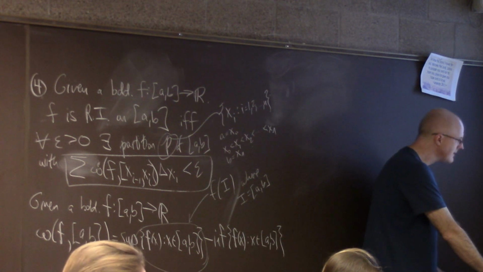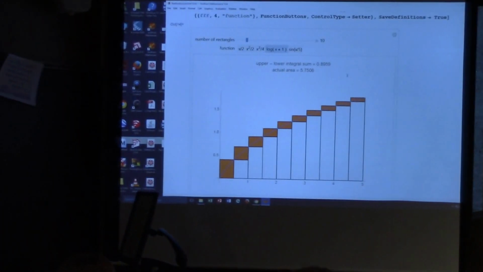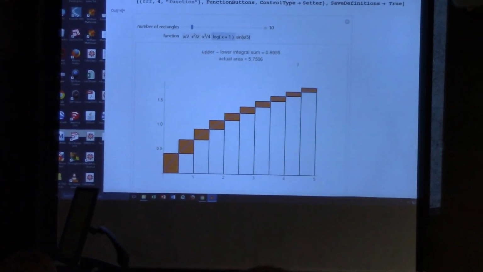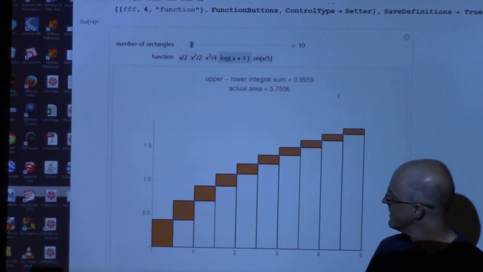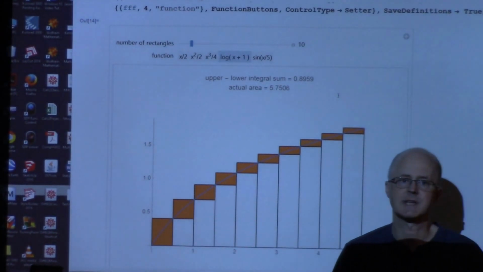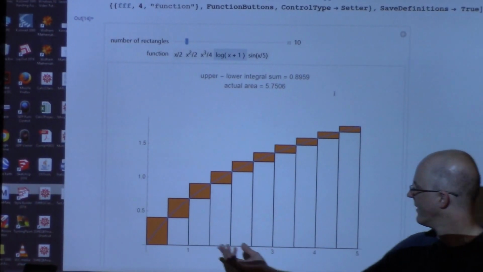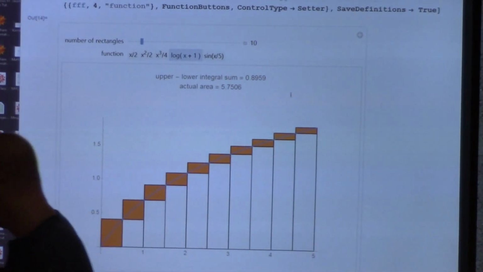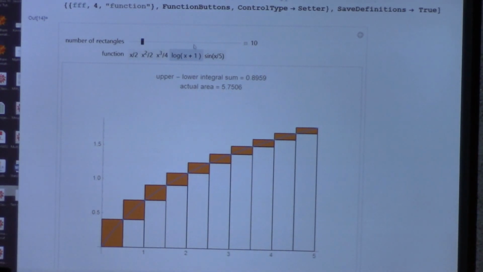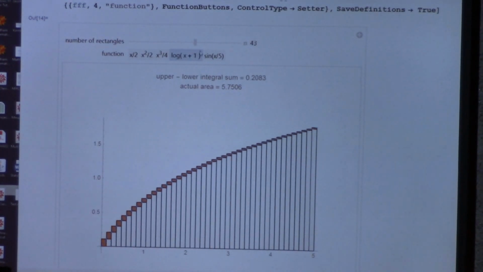I do have another animation here. This illustrates the summation. For each subinterval in the partition, the heights of these orange rectangles represent the oscillations of the function over these different intervals. And the widths are the delta x's. By making the partition fine enough, making all the delta x's small enough, you can make the sum of the orange areas as small as you like.